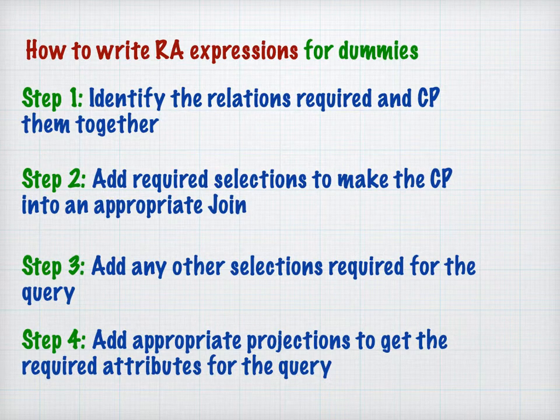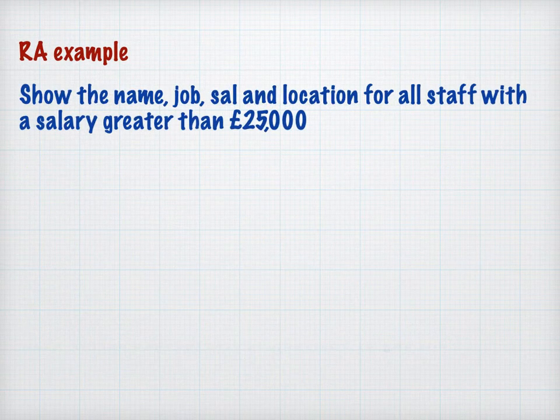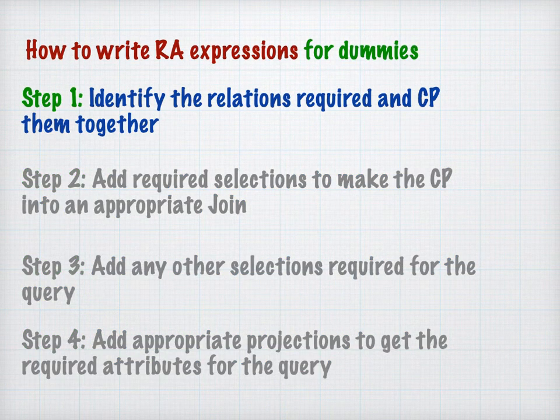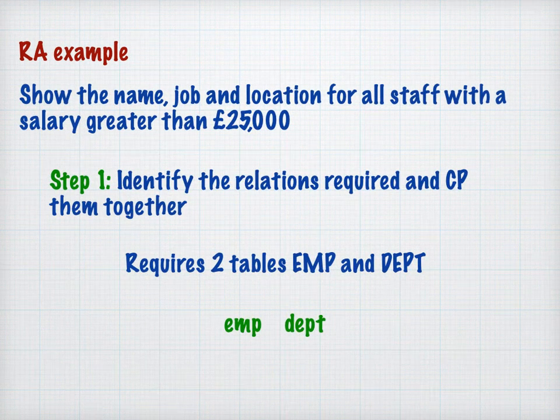I think the easiest approach here is just to do an actual example. So let's have a look at this one here. It says, show the name, job, sal and location for all staff with a salary greater than 25,000. So I'm just going to go through the 4 steps with that query and see how we apply them. So let's start off with identify the relations required and Cartesian product them together. Looking at this query, we go back to the tables and ask which particular tables do we need to do this? And we can identify that the tables required are emp and department.